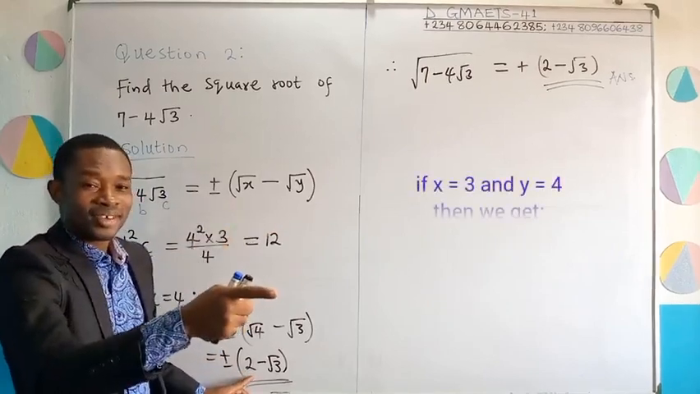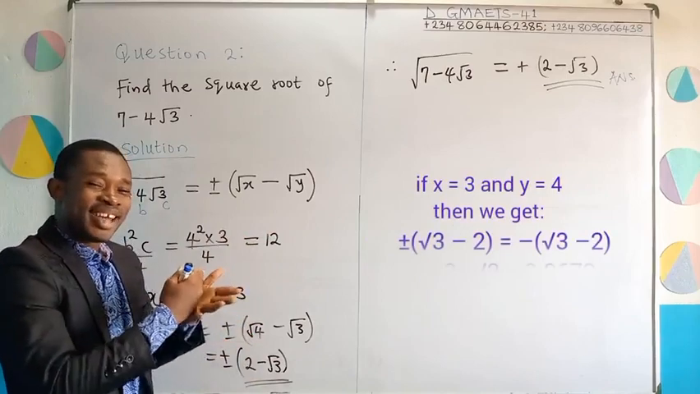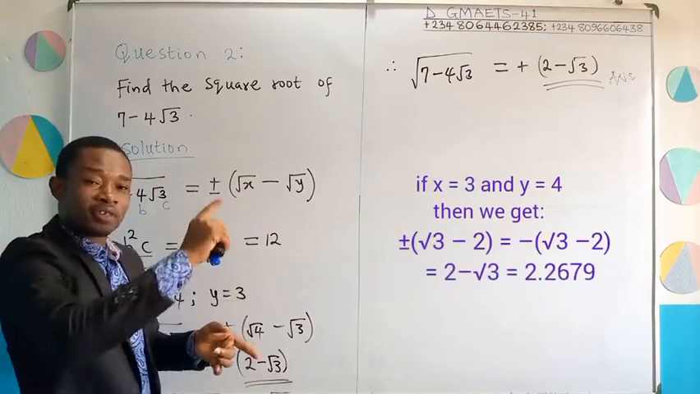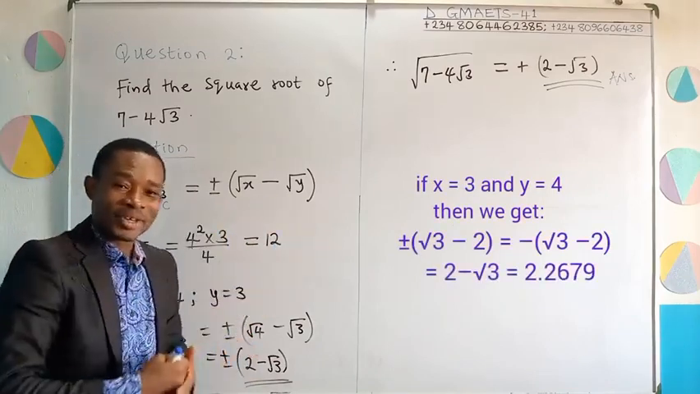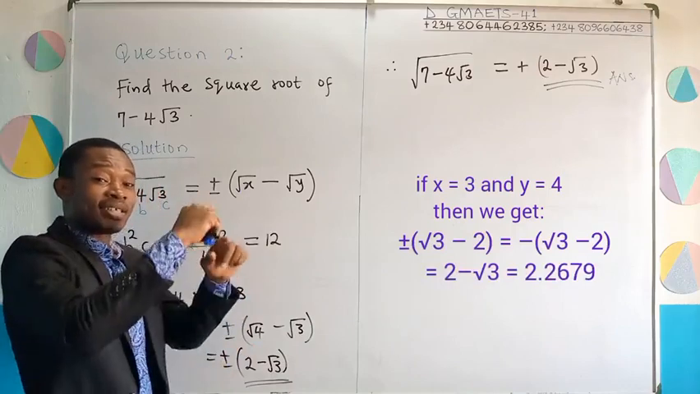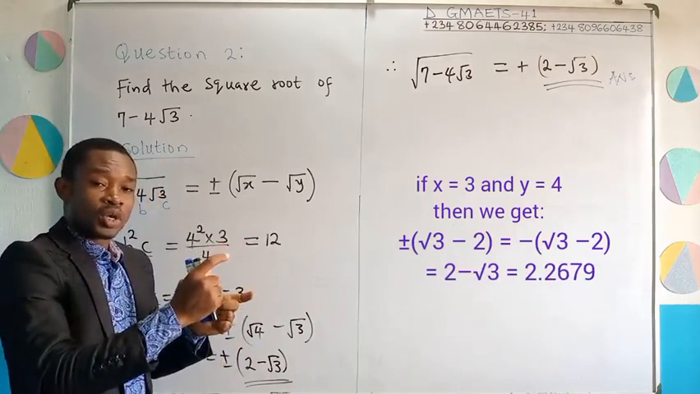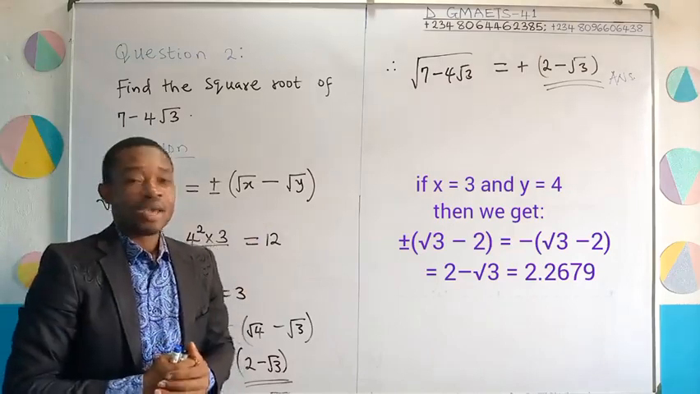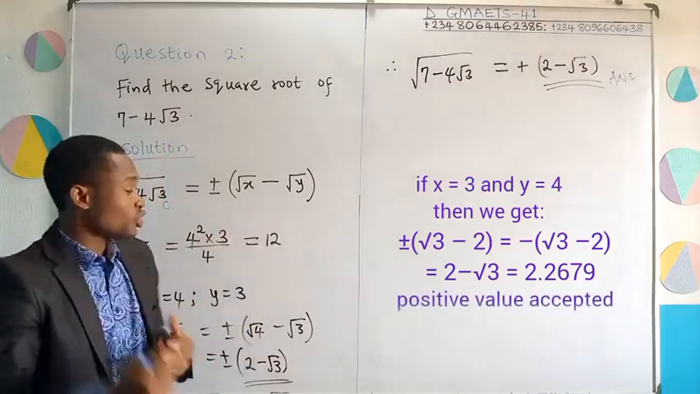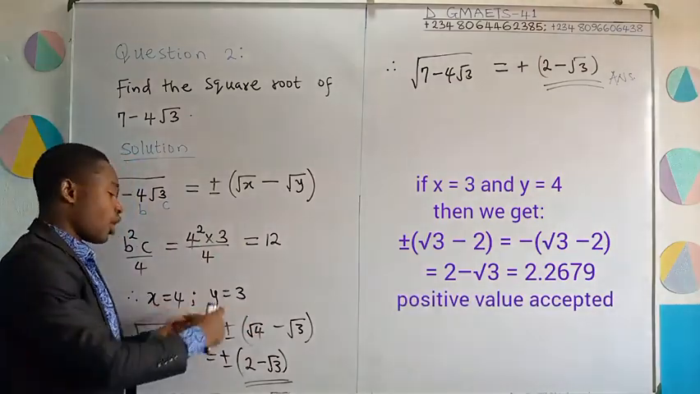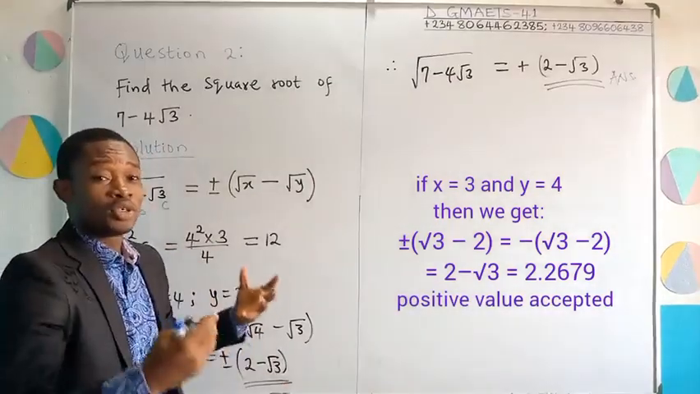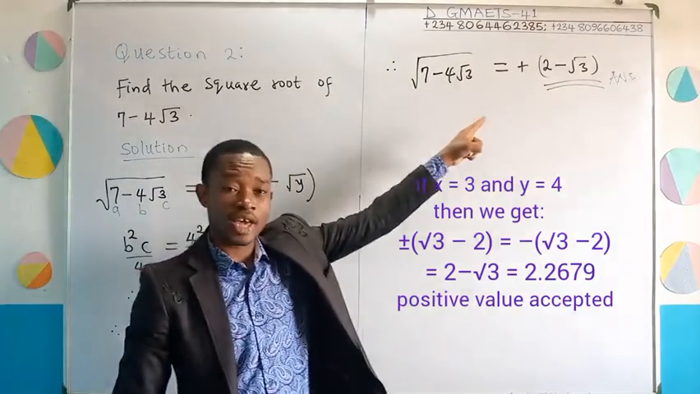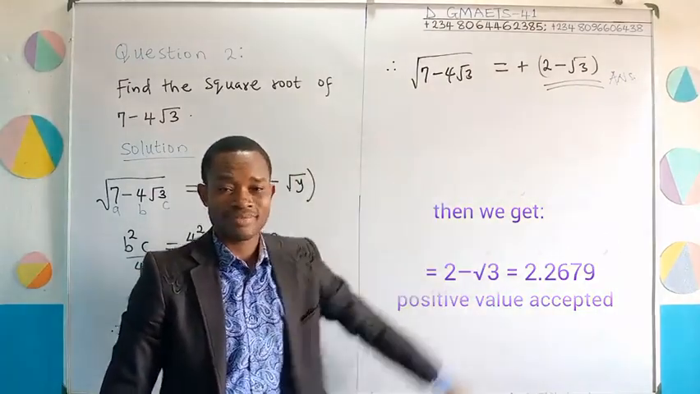Because if you work out that negative, open bracket, square root of 3 minus 2, what are you going to get? Automatically, the sign inside the bracket will change. So it will now become 2 minus the square root of 3. But in either way, that's why I told you there is no rule that x must be 4 and y must be 3. In any way you go by it, you still get the positive result to be this.